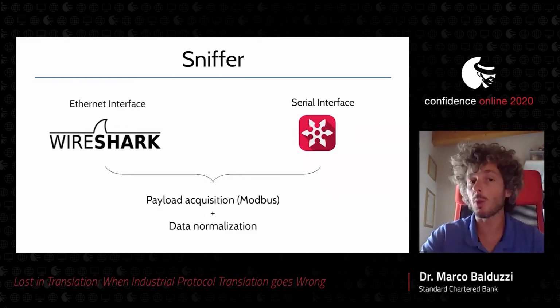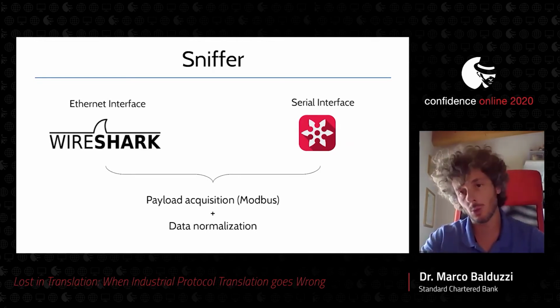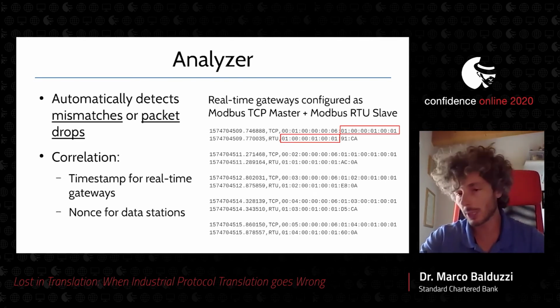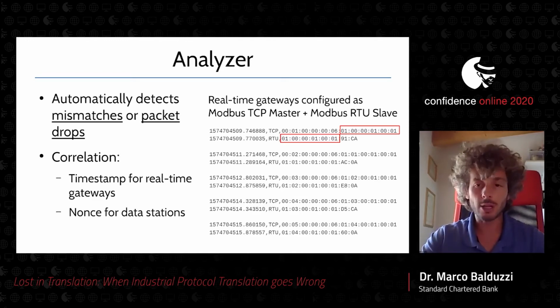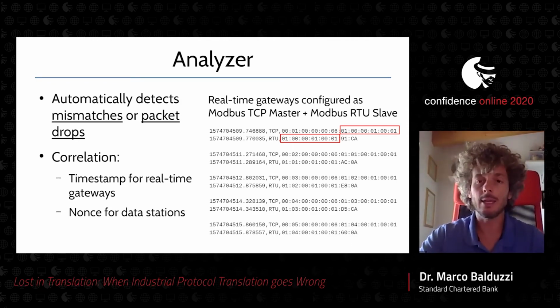Okay, Sniffer. We use Wireshark for the internet interface, and IONinja, which is a very cool piece of code to monitor serial interfaces. And then we have code to normalize the output of these tools to be able to compare what comes from the internet interface with the serial interface. In this way, the analyzer can, as I said, automatically detect mismatches and packet drops. I'm not going into much detail on how we did this, otherwise it would take too much time. It's written in the paper. So we have different heuristics for making sure that the inbound packets actually get forwarded, actually get translated to the outbound packet, and in a correct way.